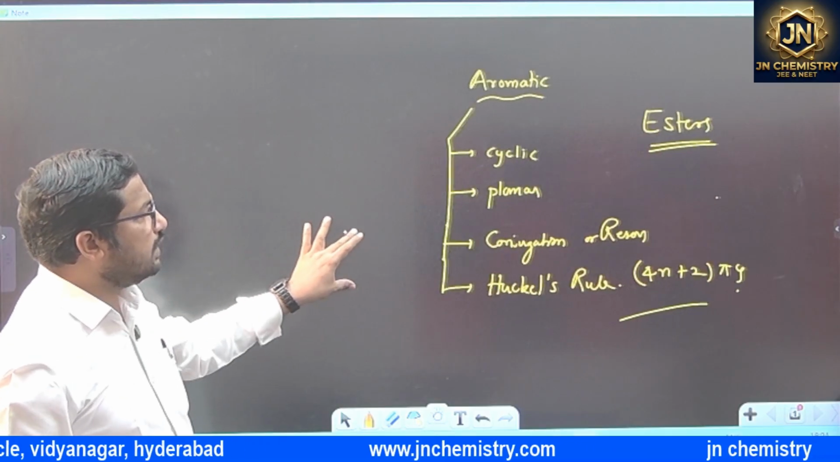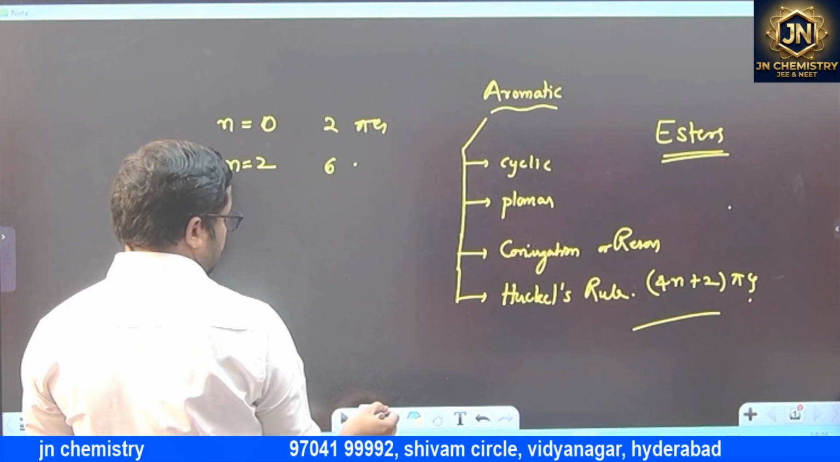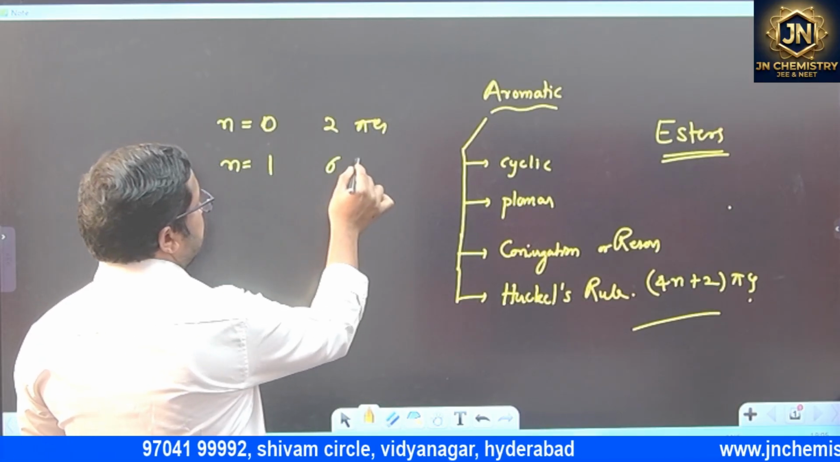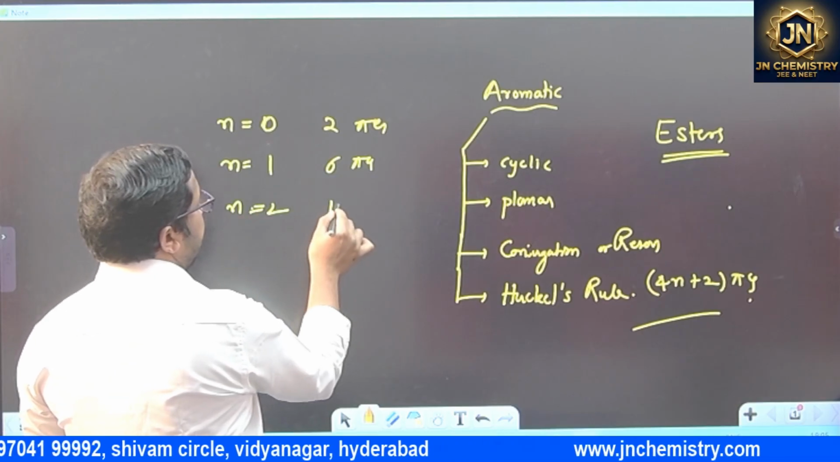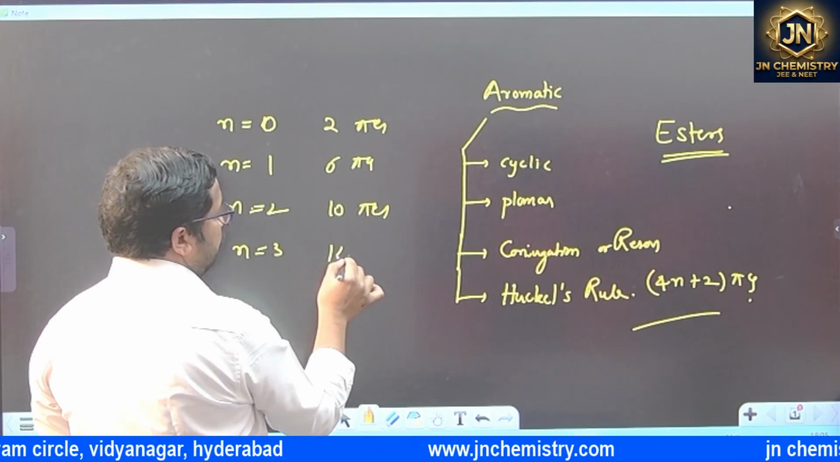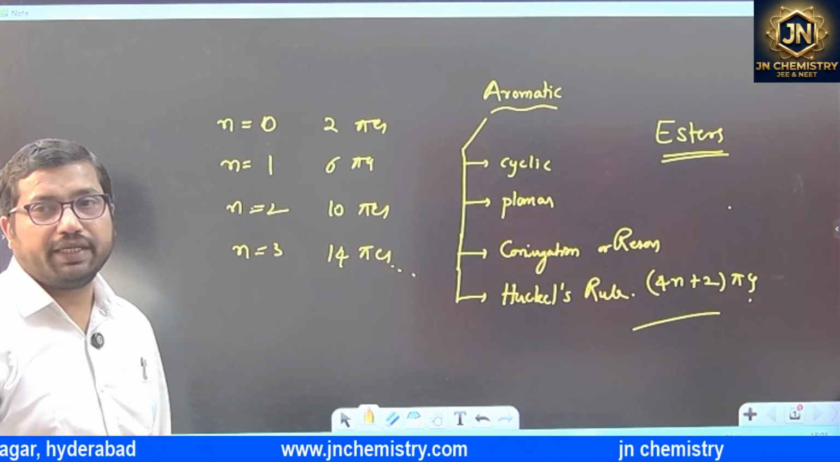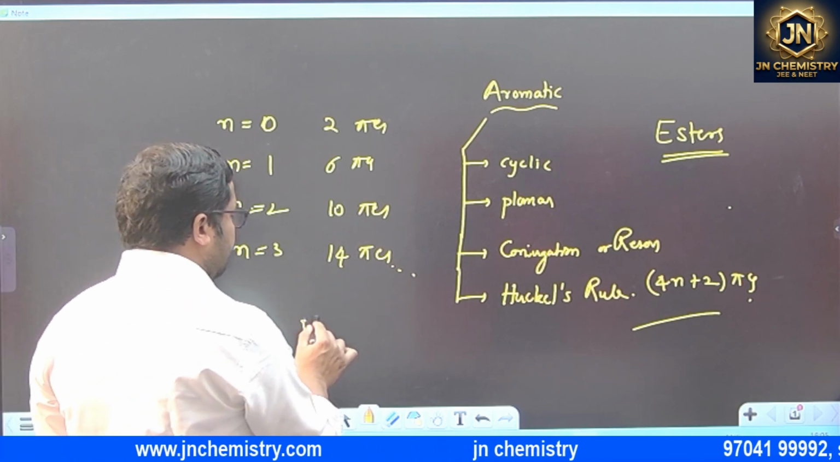If you take n equals 0, 2 pi electrons. n equals 1, 6 pi electrons. n equals 2, 10 pi electrons, and so on. n equals 3, 14 pi electrons. Right? So these are the aromatic compounds. Generally benzene is a perfect aromatic compound.